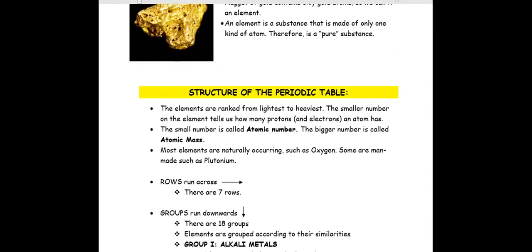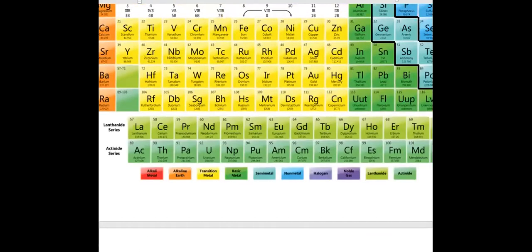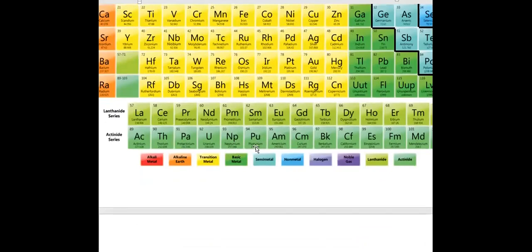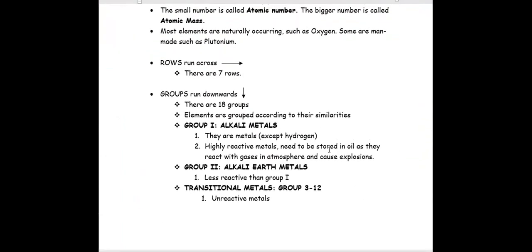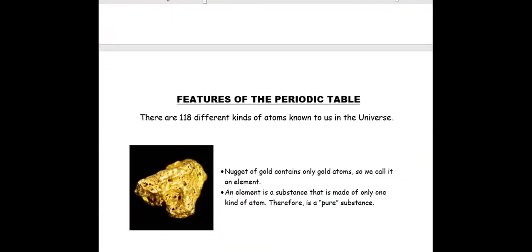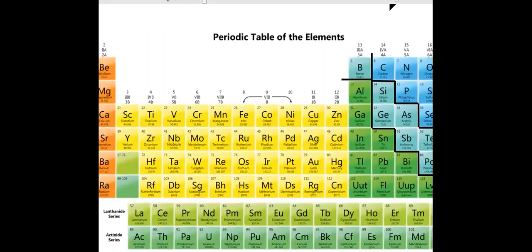Okay, so an example of an element that is man-made is plutonium, right? Let's see where plutonium is. It's right here at the bottom, okay? And we can see it has an atomic number of 94, which means that it has 94 protons and 94 electrons. That's quite heavy, hey? All right, the next thing we're going to learn is about rows and groups. I'm going to take you all the way back to the periodic table and we can discuss it.